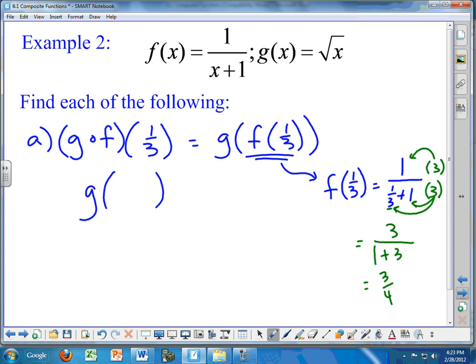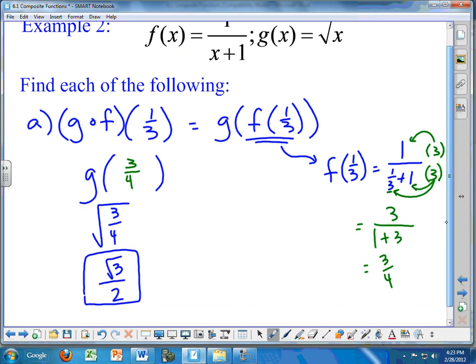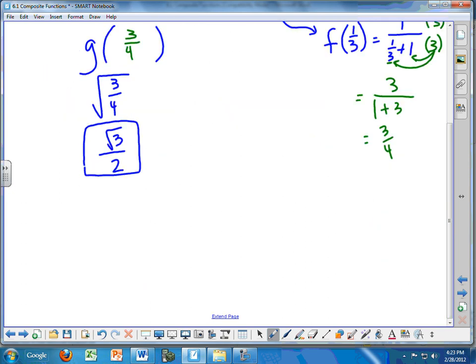That's the number that I'm going to put into the g function, 3/4. So g of 3/4 would be the square root of 3/4, or the answer, radical 3 all over 2. And that is good enough. Let me do one last problem here. So that's the first one.